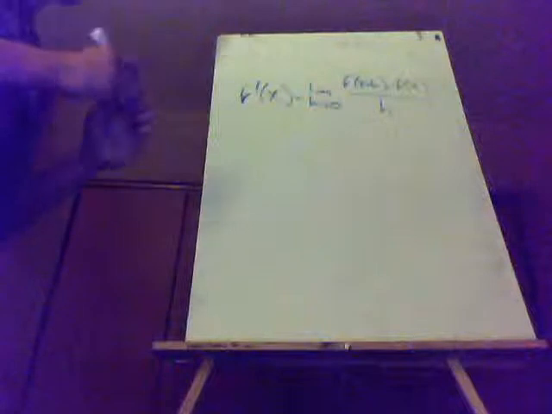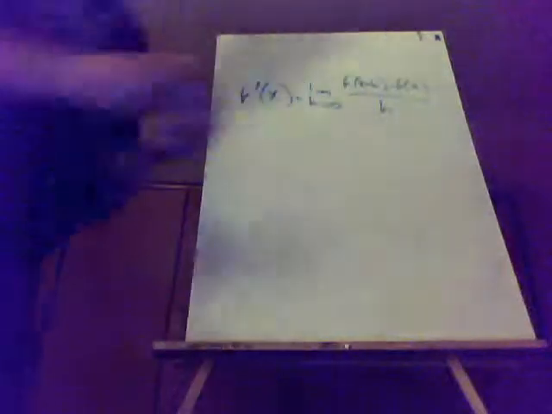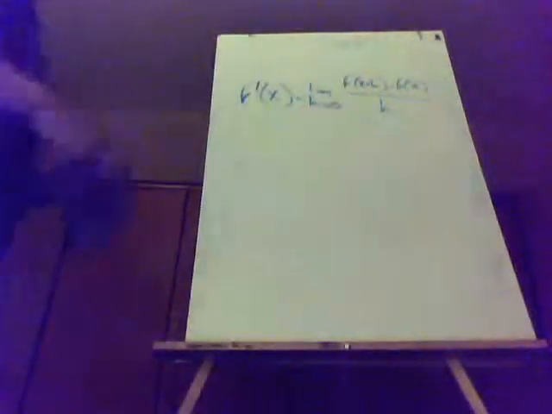So we're going to derive a formula for linearization right now. Recall that f prime of x is equal to the limit as h approaches 0 of f of x plus h minus f of x over h. You guys remember that? I had a video on the difference quotient. So, how do we derive this formula for linearization?